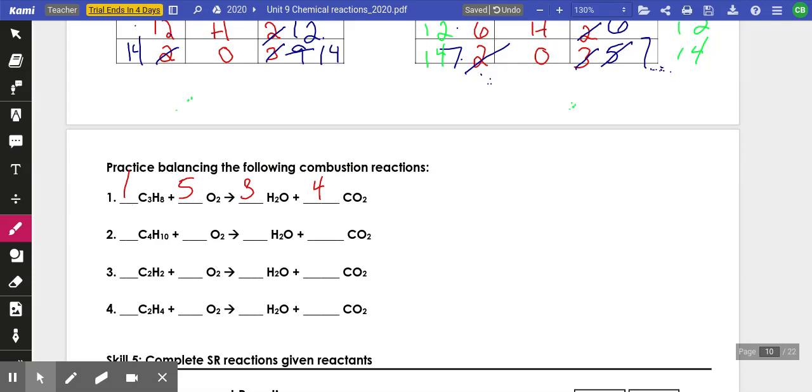Okay, so number 2 is an example of one where you should have to double the coefficients in the end. So 2, 13, 8, and 10. You had to double the coefficients here because the coefficient that you should have found the first time in front of the O2 would have been a fraction or a decimal point. Okay, try number 3.